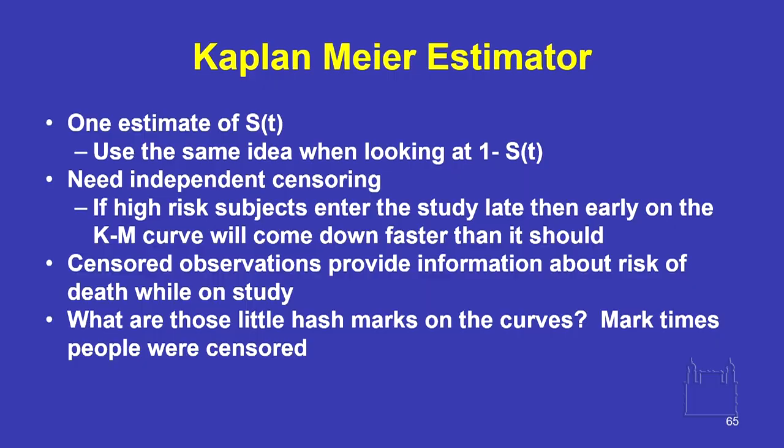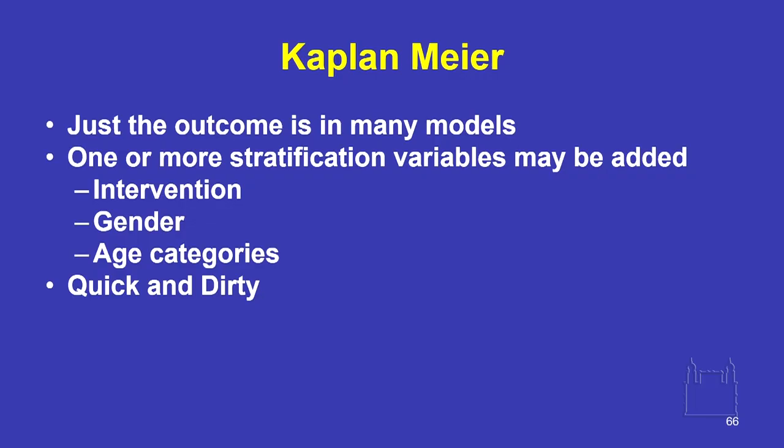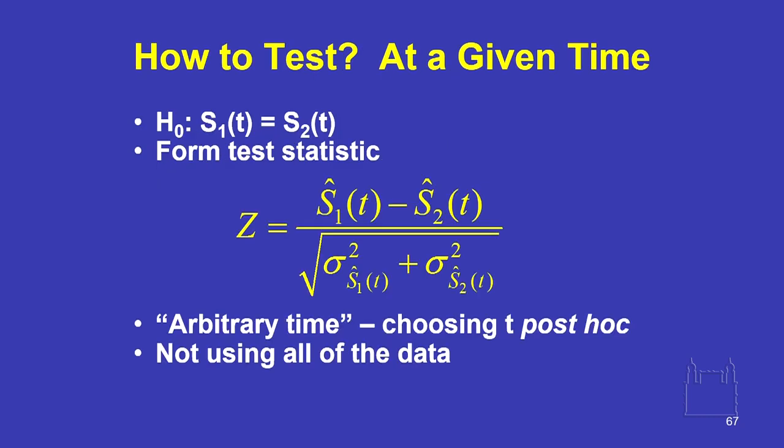In a lot of models, Kaplan-Meier is your only outcome. You might have different curves for the different interventions. You might stratify on gender. There are a lot of different ways to do this. How do you test? There's a very simple test. There are actually several. We're going to start with the first one.